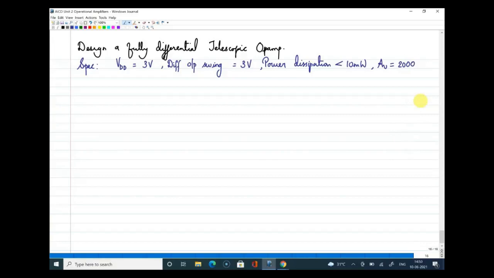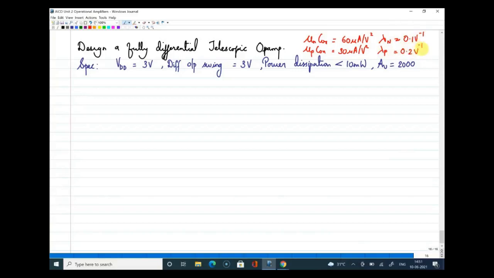All right. Now I'll also write the other constants we use for this. Let me write it here. The mu N Cox value is 60 microamps per volt square. Similarly, mu P Cox is a little lesser than that, which is 30 microamps per volt square. Then lambda N, which is the channel length modulation parameter for the NMOS device, is 0.1, and for the PMOS device it is 0.2.